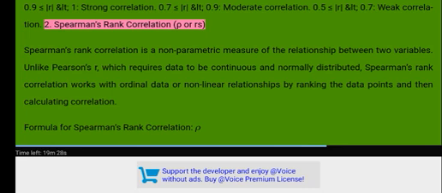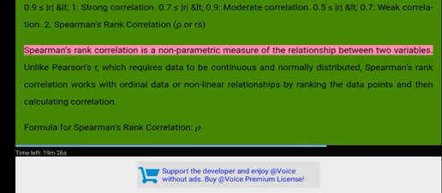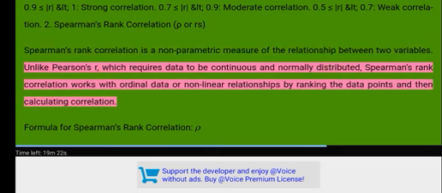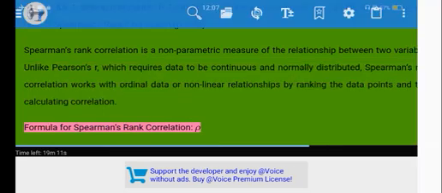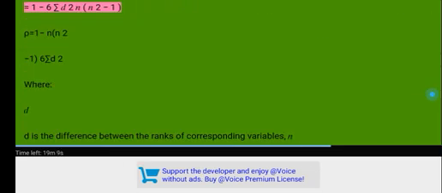2. Spearman's rank correlation, ρ or Rs. Spearman's rank correlation is a nonparametric measure of the relationship between two variables. Unlike Pearson's R, which requires data to be continuous and normally distributed, Spearman's rank correlation works with ordinal data or nonlinear relationships by ranking the data points and then calculating correlation.